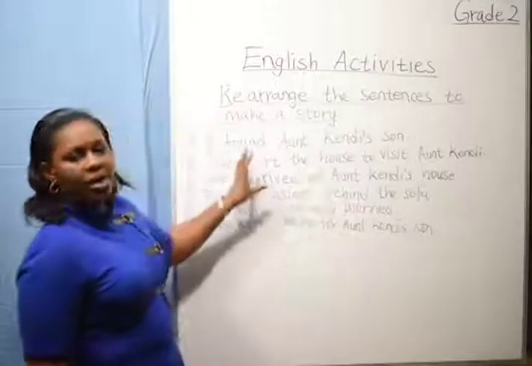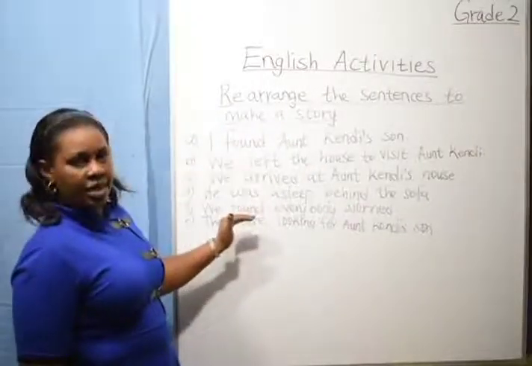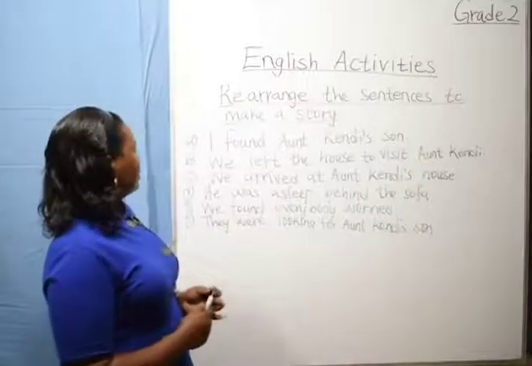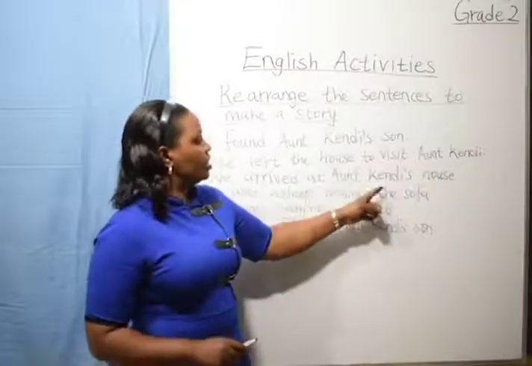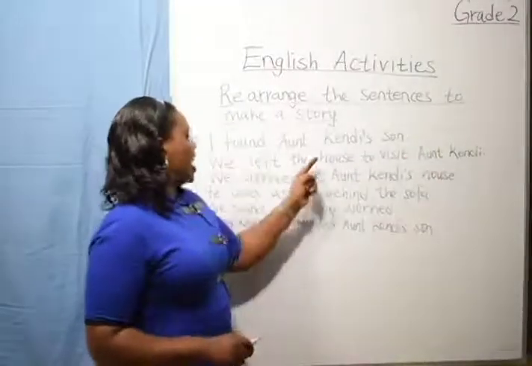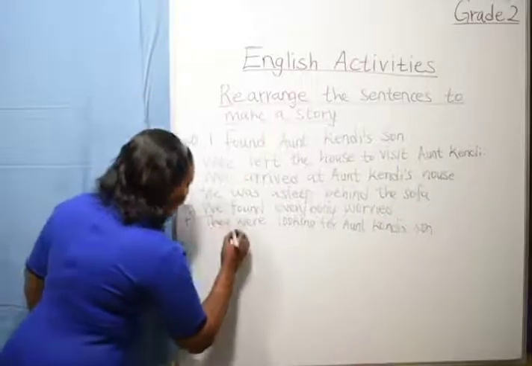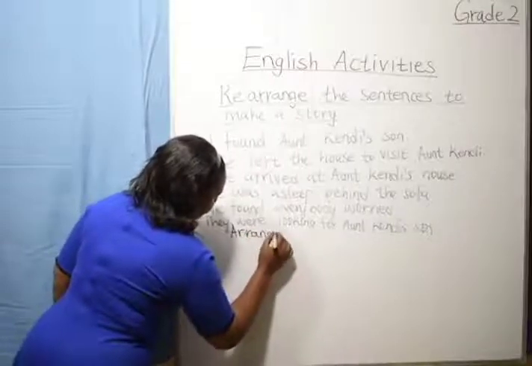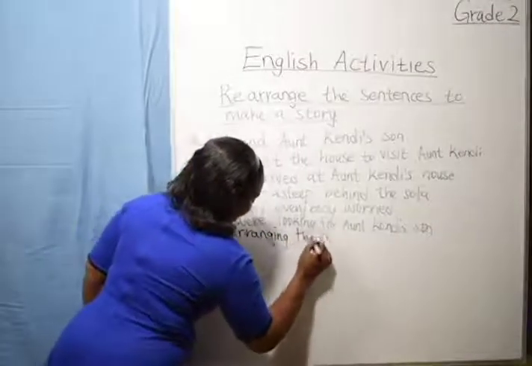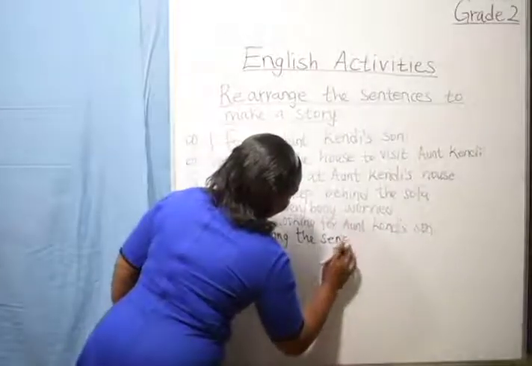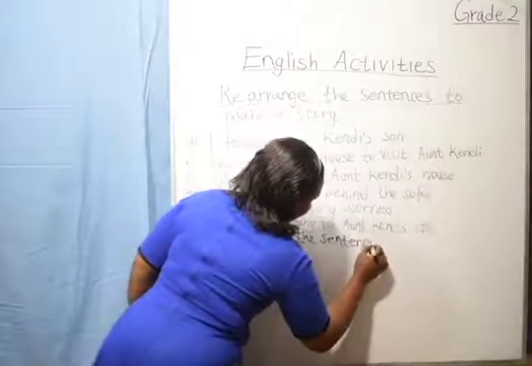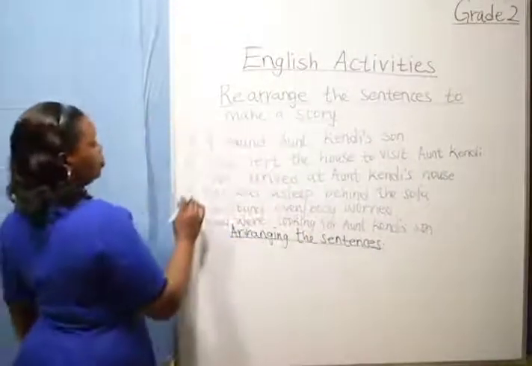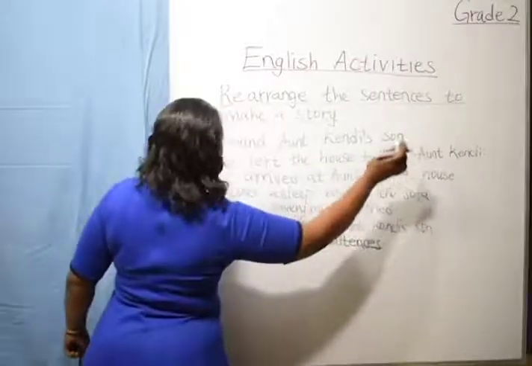Now, I want us to rearrange these sentences and make a story. We are supposed to start with the first sentence: we left the house to visit Aunt Candy. Now, we arrange the sentences well. Arranging the sentences, we'll start with: we left the house to visit Aunt Candy.